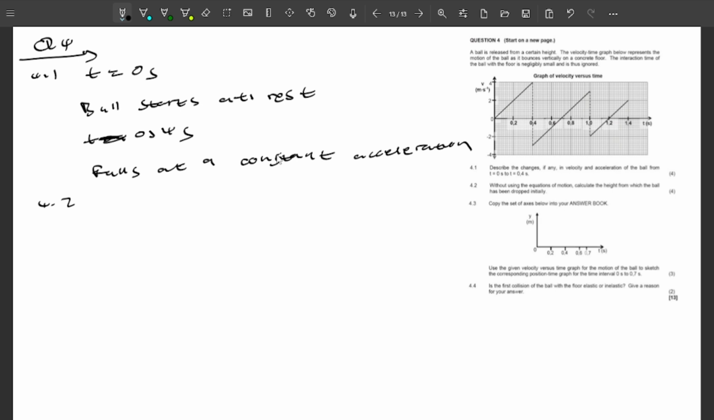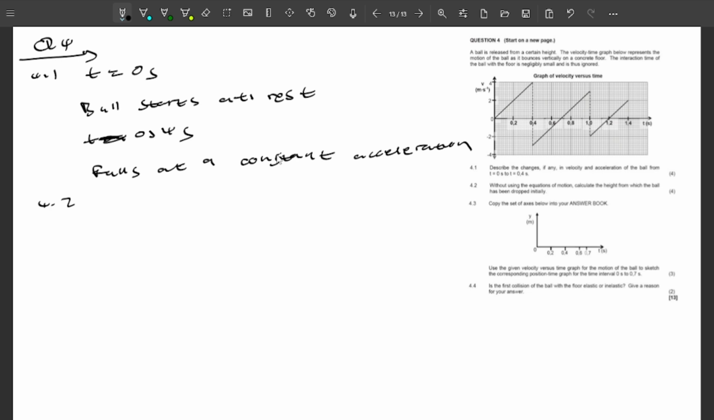Now for 4.2, without using equations of motion. Ooh, now this is why it is not even important to know the direction at which this ball is moving. It is not important for you to know if up was taken as positive or down was taken as negative because of this question. Calculate the height from which the ball has been dropped initially, right?